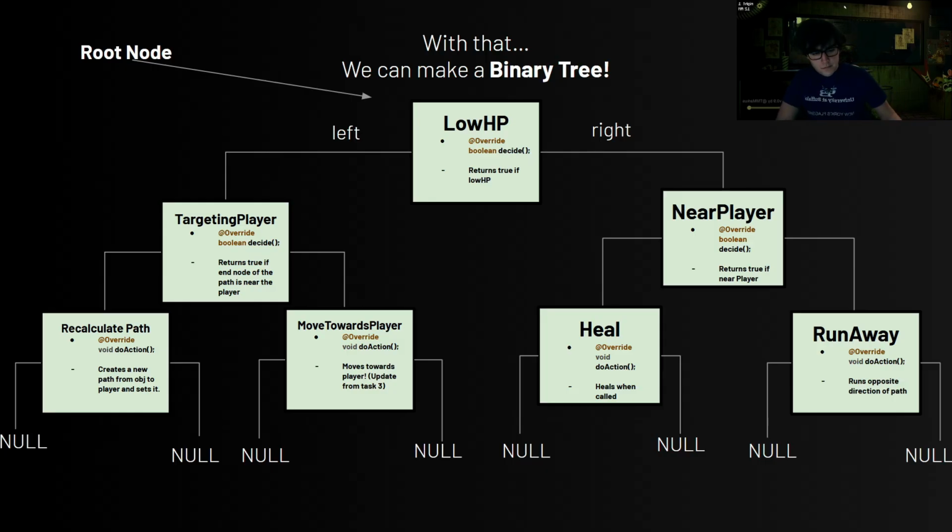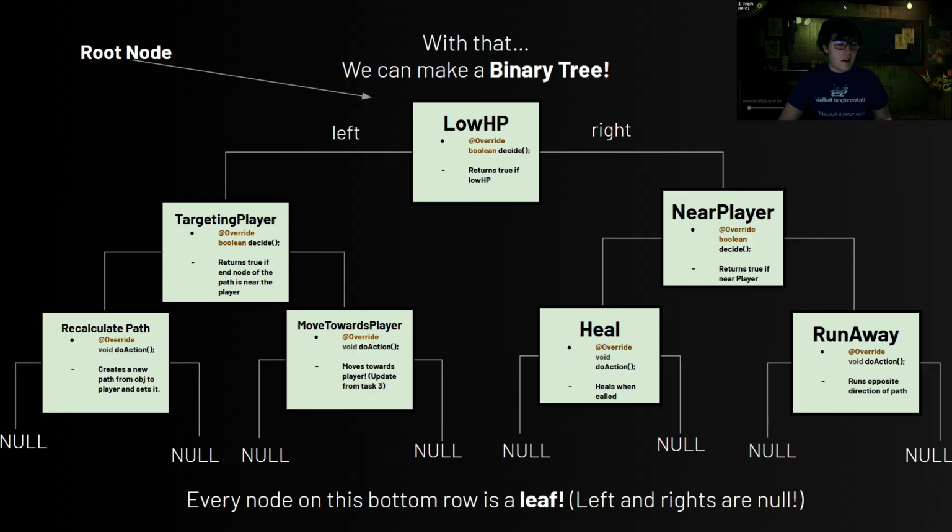Now, we're going to go through some examples of actually traversing this tree, but I'll just briefly go back through some definitions. Each one of these nodes on the bottom is a leaf. They all contain different definitions for do action. Now here again, I added two new ones. I added recalculate path and run away. And you guys might intuitively, if you just look at this tree right now, see some decision making we can make, right?